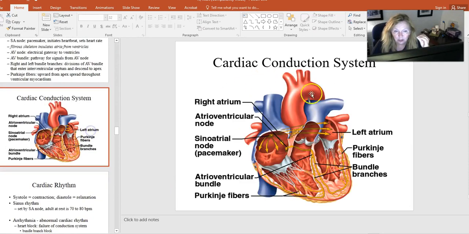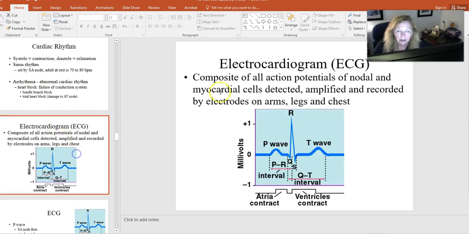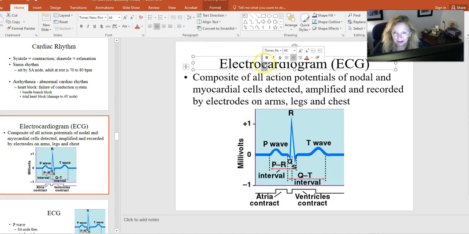Now, this conduction system, and we just looked at the SA node firing to the atria, and also the AV node, which sent the signal down to the ventricles. We can measure that. We can measure it by doing something called an ECG. You often hear about it as an EKG, and that's the same thing. The K is just the German spelling of cardiogram. So EKG is the cardiogram with a K.